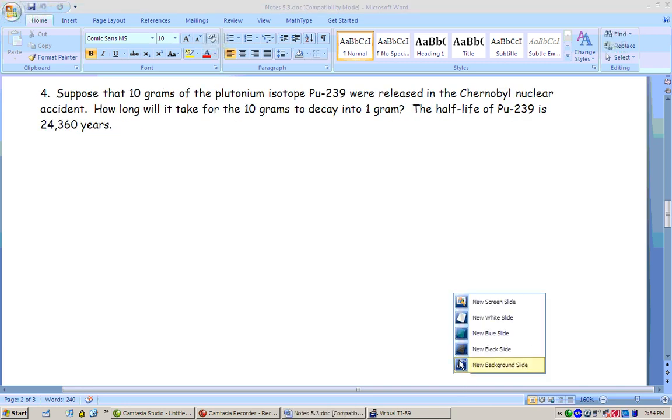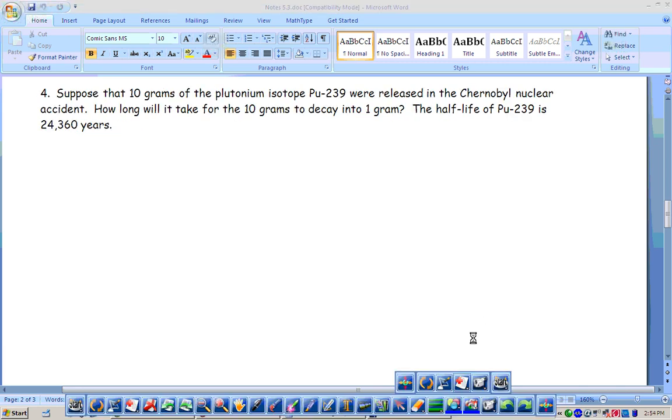Suppose that 10 grams of the plutonium isotope Pu-239 were released in the Chernobyl nuclear accident. How long will it take for 10 grams to decay into 1 gram? And we're also given that the half-life of plutonium-239 is 24,360 years.